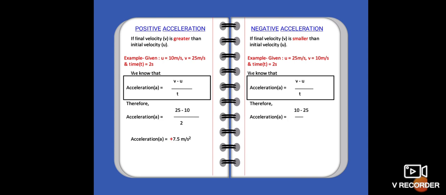And according to acceleration, we calculate the acceleration, and the acceleration is negative. According to the definition of negative acceleration, here final velocity is smaller than the initial velocity. So we have negative acceleration, that is minus 7.5 meter per second square. This is the difference between positive acceleration and negative acceleration. Got it? What about zero acceleration?